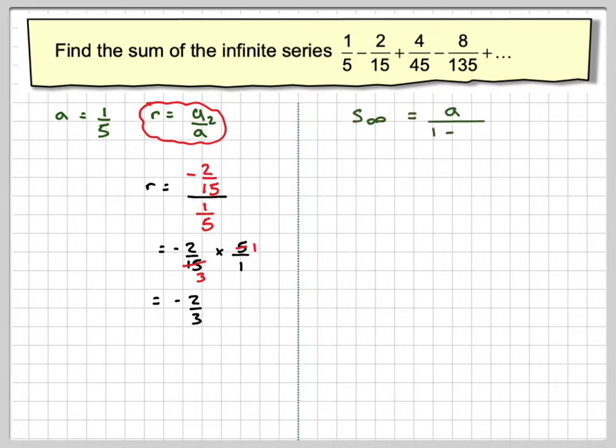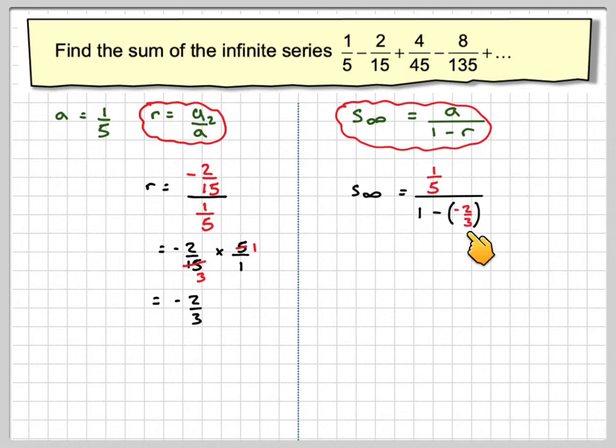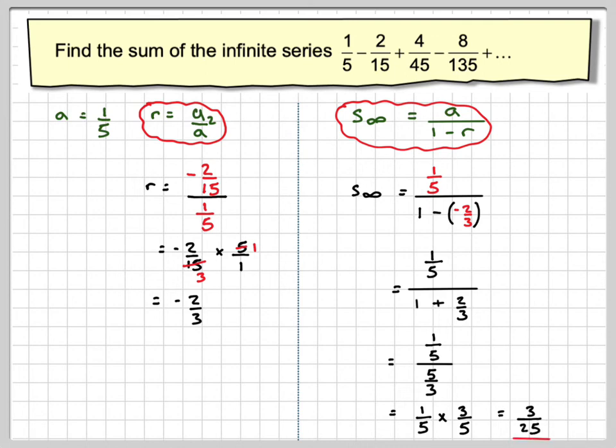To find the sum to infinity, you just take the first term and divide it by 1 minus the common ratio. So the first term is 1/5, and we need to do 1 minus minus 2/3. So that's 1/5 over 1 plus 2/3. That's 1/5 divided by 5 over 3, which is 1/5 times 3 over 5, which will give an exact answer of 3 over 25.